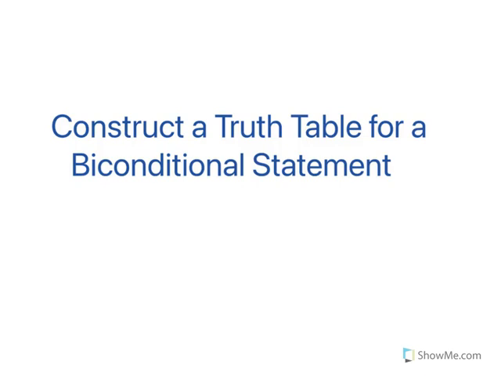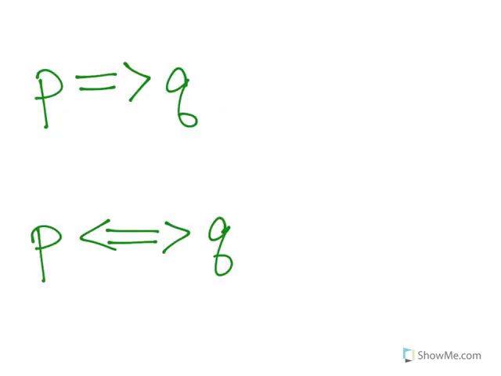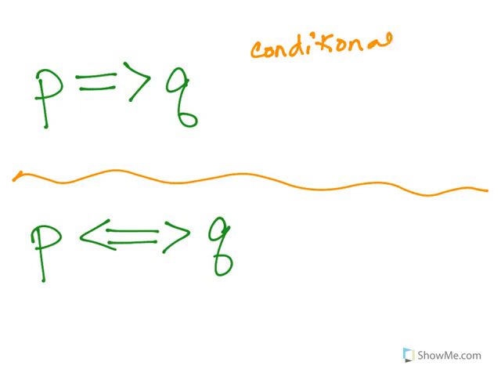Let's construct a truth table for a biconditional statement. Now, what is a biconditional statement? Well, we might want to break that up and first just talk about a conditional. So remember here that the top, P double arrow Q, means if P, then Q. This is a conditional. And remember that a conditional is only false when the front part is true, but the back end is false.